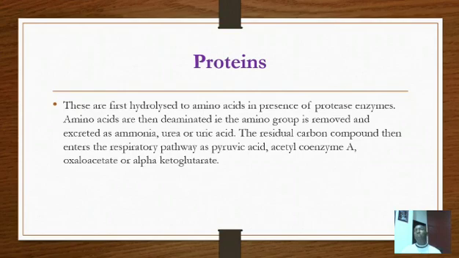We shall stop there for today. When we meet again next time, we shall see the last part of this topic called respiration, and that will be respiratory quotient, RQ. So that will be the last part of our topic, respiration.